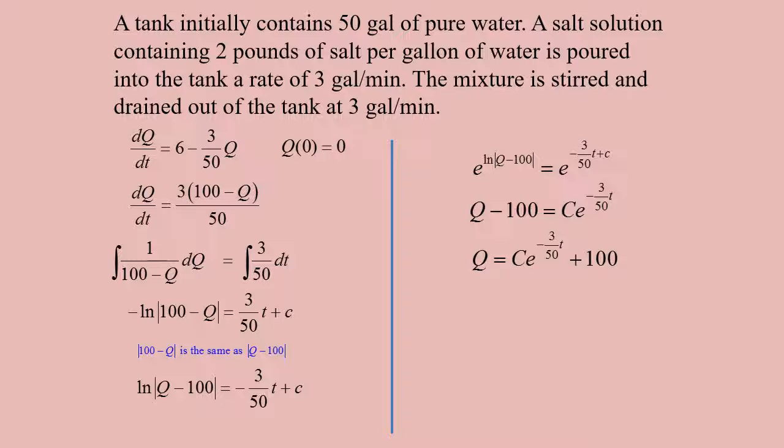Now, using the initial value, Q(0) equals 0, in the beginning it was pure water, we substitute 0 for t, 0 for Q, and solve for the constant. So we have this differential equation that represents this particular mixture problem.